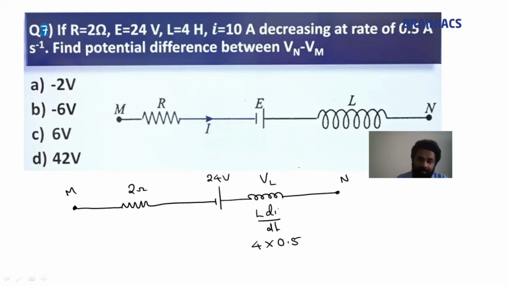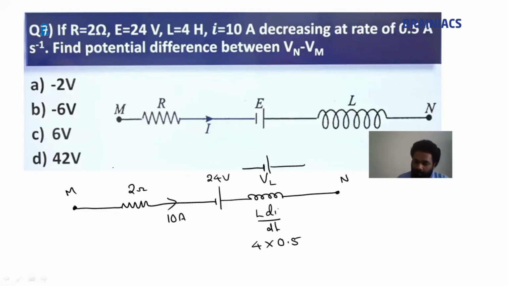Here the current is decreasing, so it will try to maintain the current. So the polarity will be like this. This is the current direction. What is high? 10 ampere current is coming. This 10 ampere current is going to decrease at that instant. All this happens in an instant of time. So to maintain that current, it will have polarity in this direction.